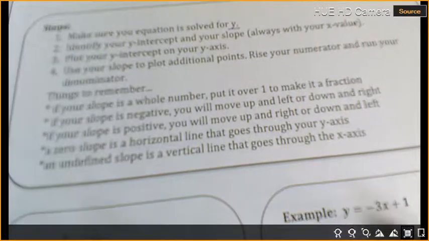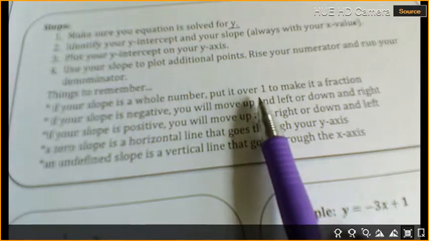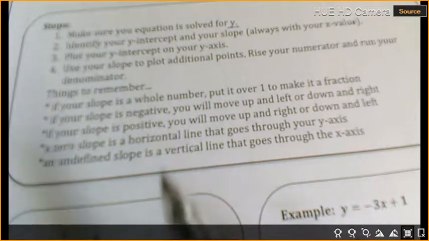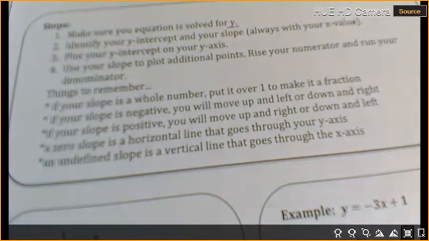Things to remember: if your slope is a whole number, then put a 1 over it. Put it over a 1 to make it a fraction. If your slope is negative, you will move up and left or down and right. If your slope is positive, you will move up and right or down and left. A zero slope is horizontal, and an undefined slope is a vertical line that goes through the x-axis.